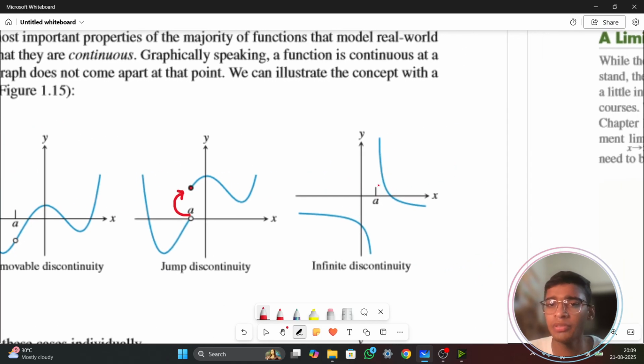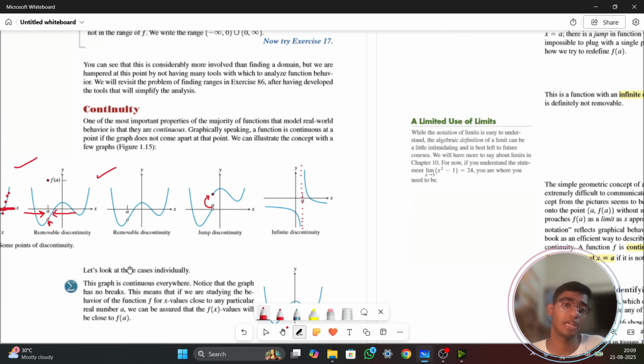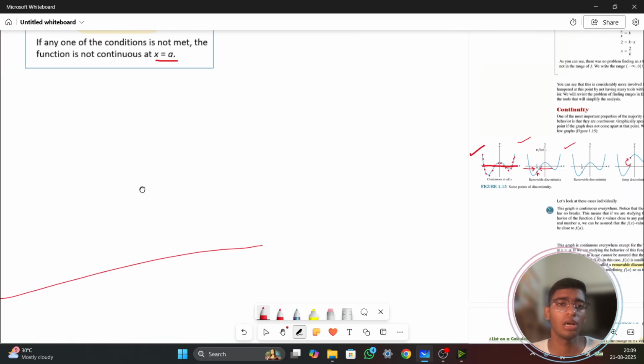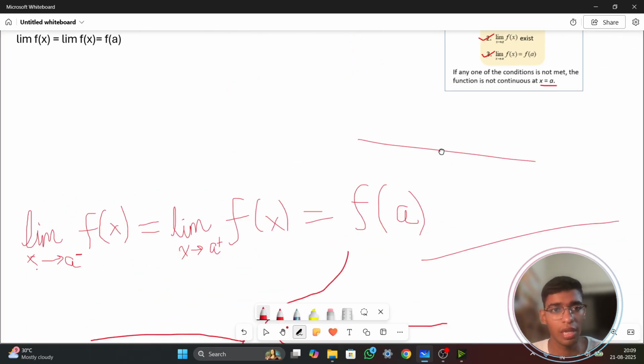Infinite discontinuity means that at a your function tends to infinity. If you see, this graph is tending towards infinity, and this graph is tending towards infinity, like the graph of log, it tends to infinity. I will give you an example that will help you understand.